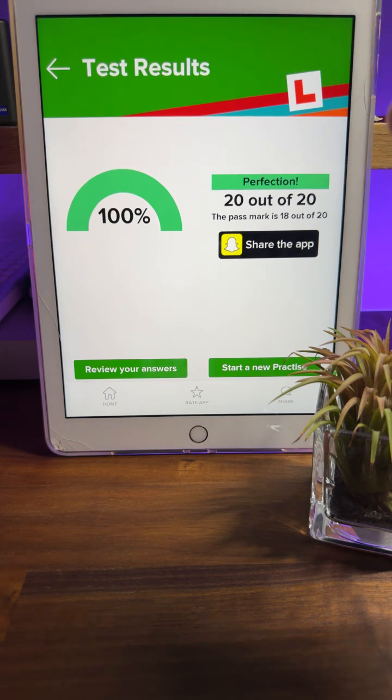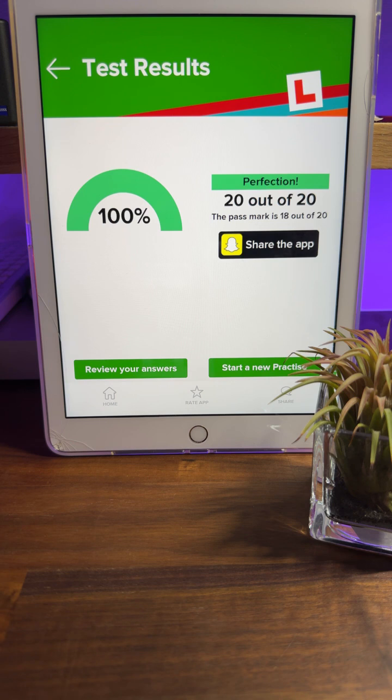So break the question down. Think about the key words in those questions. And then think which makes the most common sense and the safest answer. And that's how you do it. That's how you do your questions. That's how you do your theory test.